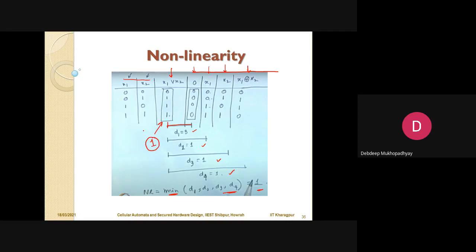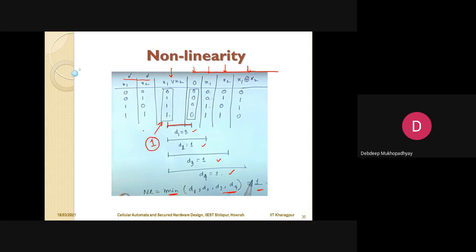Now it is a very challenging task, and many very interesting works have been done on designing good Boolean functions. The problem becomes very complex as you increase the number of input bits, so that the function is equally distant from all the possible linear functions.